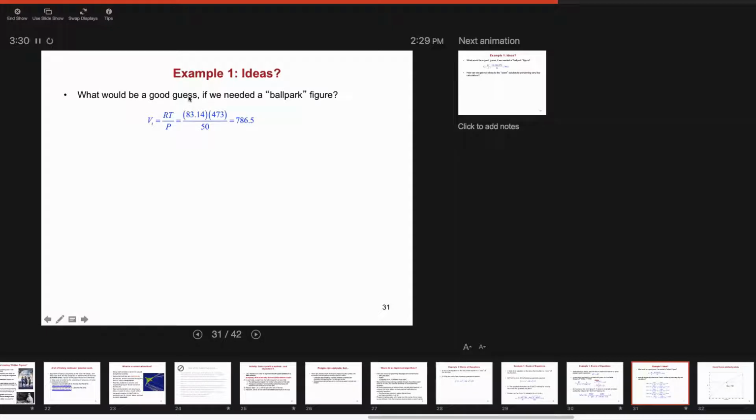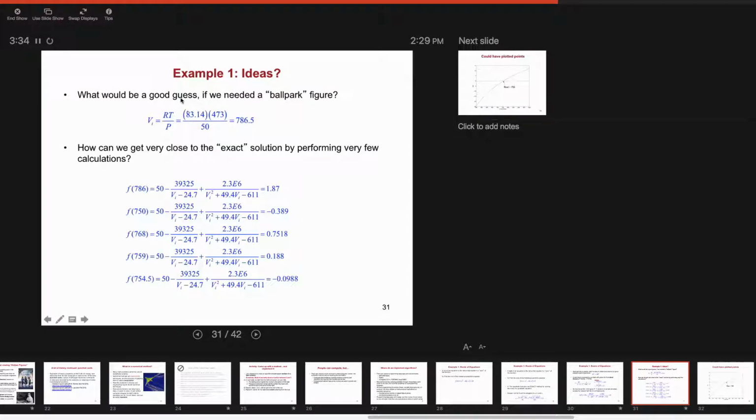So basically, I could take this as my first guess. And then I want to see how close I am. So I'm going to simply compute f around these values. First, I'm going to do f of 786, and I'm going to get 1.87. And then somewhere close to 750, I'm going to get a negative value. So I have a positive value and a negative value. Zero is somewhere in between.